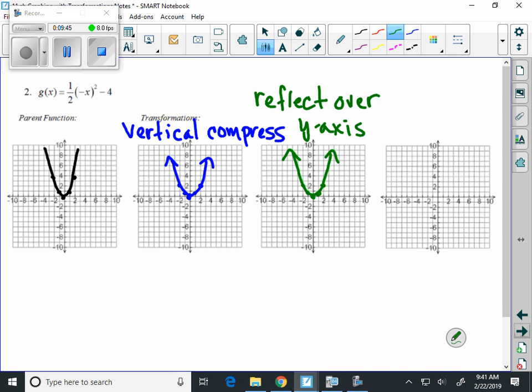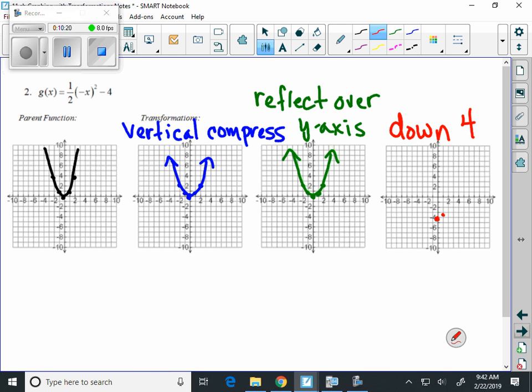And then we can finish this problem here with our -4, which is the transformation of down 4. I'm going to start with the vertex when I move these down 4. So 0, 0 is going to become 0, negative 4. 1, 1/2 is going to become 1, negative 3.5. 2, 2 is going to become 2, negative 2.